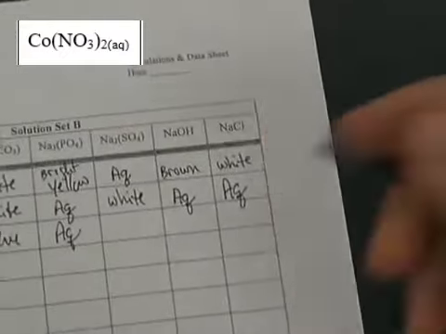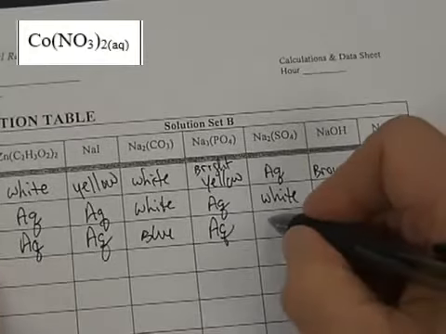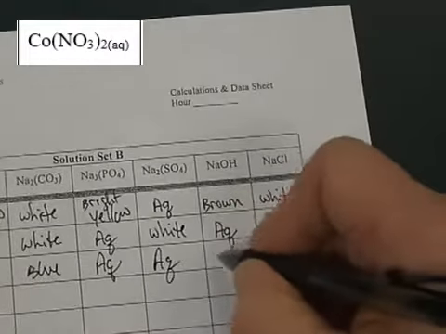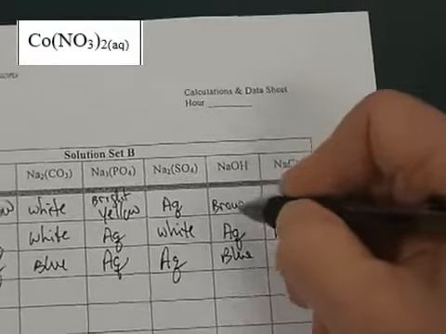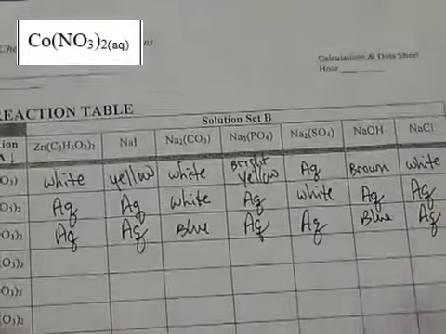So we go to our chart again. We're going to fill this in, and we're on cobalt nitrate. We go to sodium sulfate. Nothing happened there, aqueous. This one, however, was blue. That's the NaOH with cobalt nitrate. And then salt or sodium chloride does nothing either.